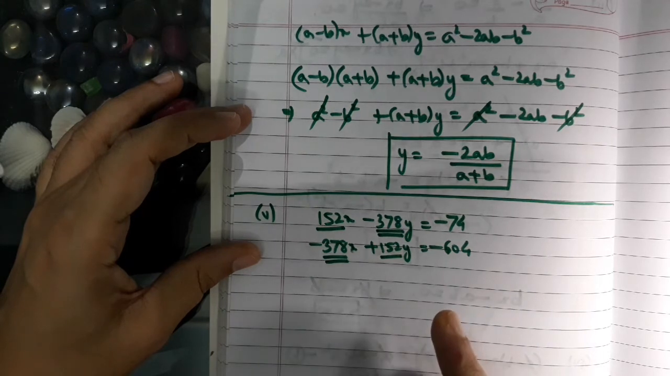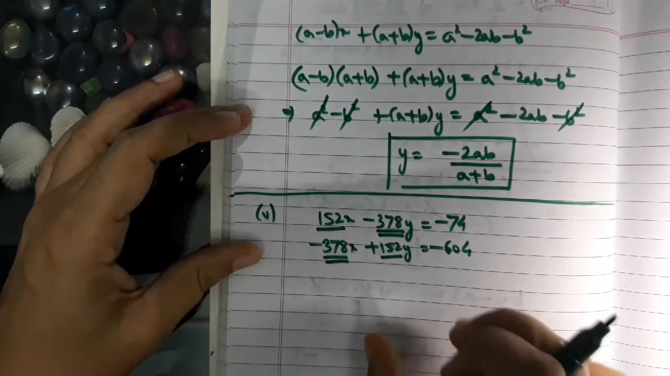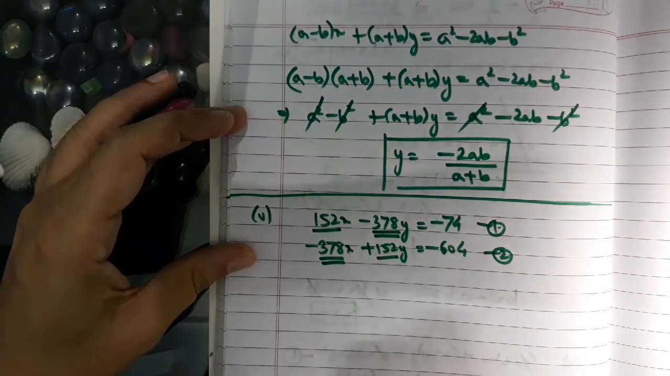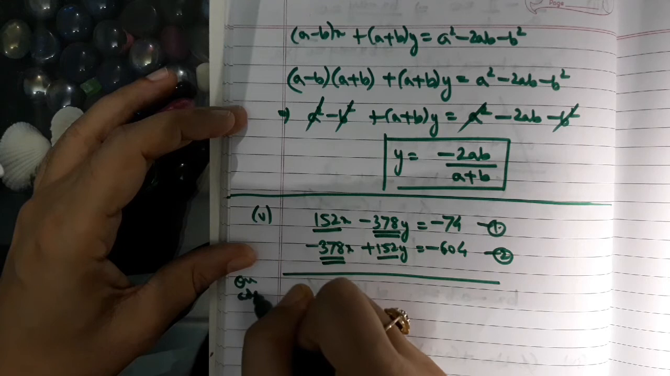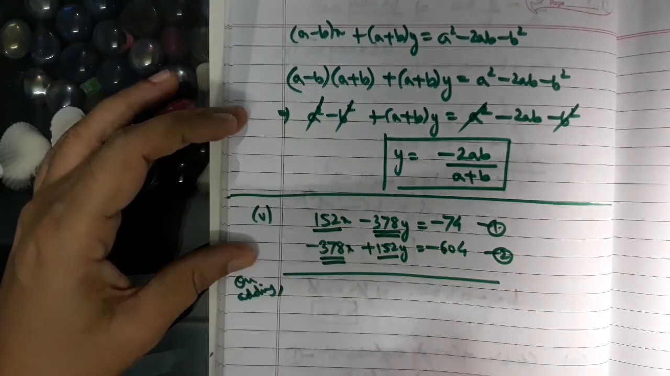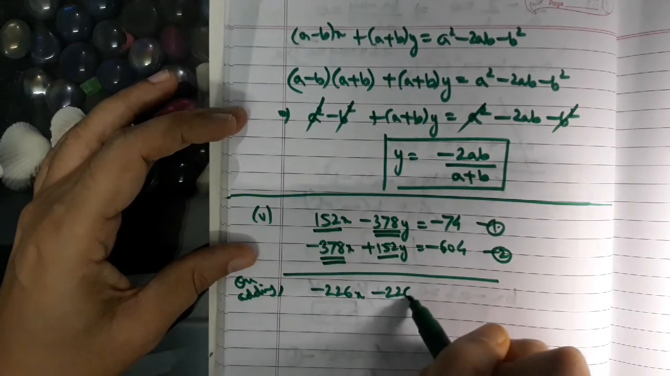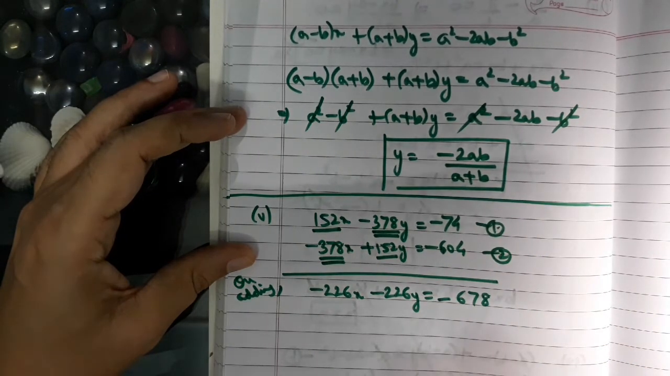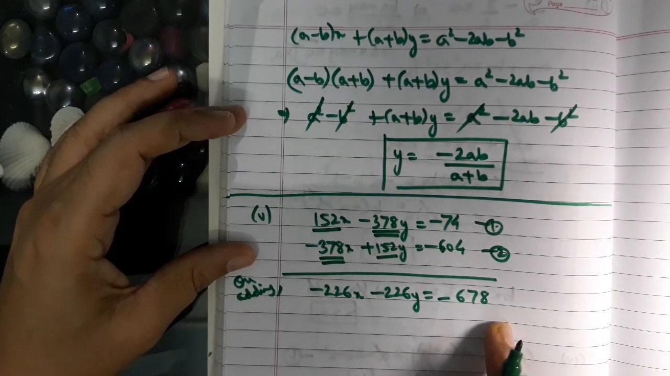So whenever the coefficients of x and y are equal, the easiest method to solve it is by adding and subtracting the two equations. If this is equation number 1 and this is equation number 2, first of all we add the two equations. On adding, we obtain minus 226x minus 226y is equal to minus 678. Now we can divide this equation throughout by minus 226.